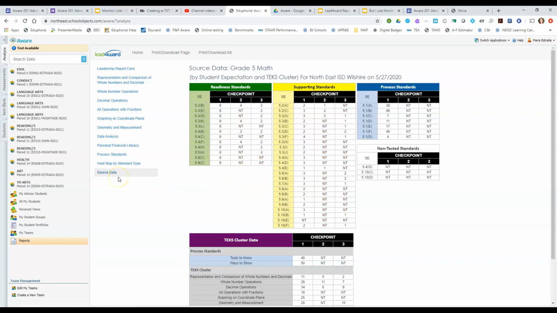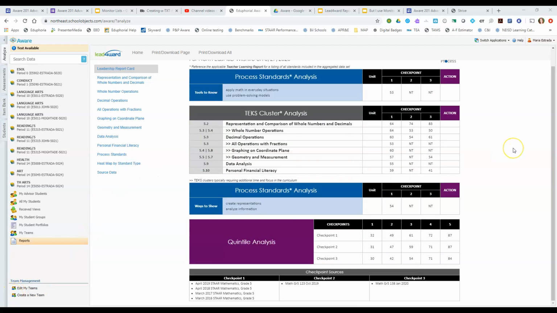Another thing that you can look at is the source data. It'll tell you for each of the checkpoints for each TEK how many tested questions there were, so that you can see, for example, this one only had 1 tested question, whereas this checkpoint for this TEK had 4 tested questions. So that's how you can use the leadership report card in order to measure student progress of your current students across TEK subclusters. And now I'm going to show you how you can do the same thing, but examine your own teaching practices and see if you are getting better over time in these different areas.